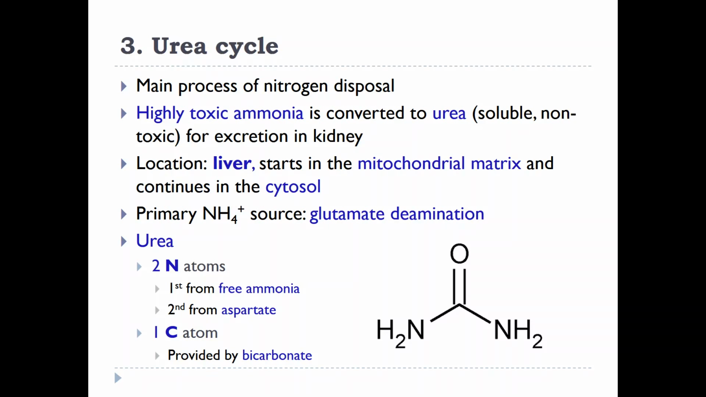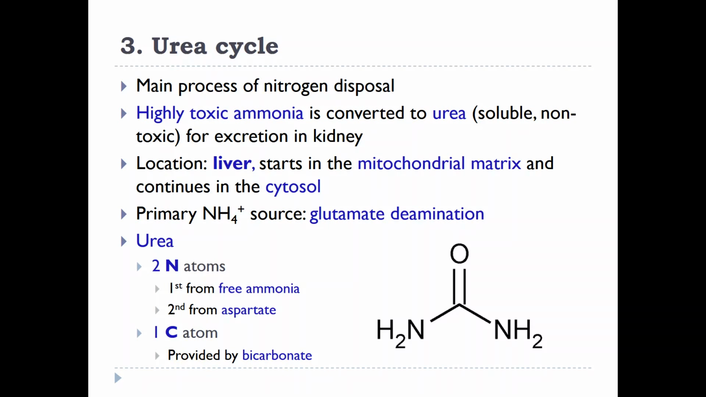The urea cycle is the third step in the removal of the amino group from one amino acid. It is basically the major process of disposing of the nitrogen that is produced in the highly toxic form of ammonia from deamination of glutamate in the previous step. This ammonia needs to be detoxified as urea, which is a soluble and non-toxic product that can be easily excreted in the urine. The urea cycle occurs in the liver.